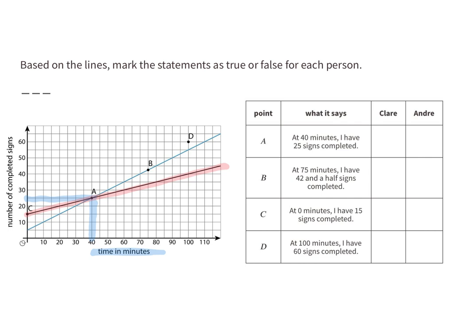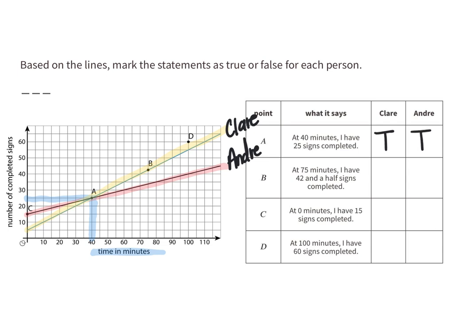So now when I look at Claire's line, Claire made 5 signs. So her line would have started at 5. I'm just going to highlight Claire's line, and I'm going to go ahead and label those. So this is Claire and this is Andre. Okay. So now, who did 25 signs in 40 minutes? Both of them did. Notice how point A is on both lines. So this would be true for Claire and for Andre.